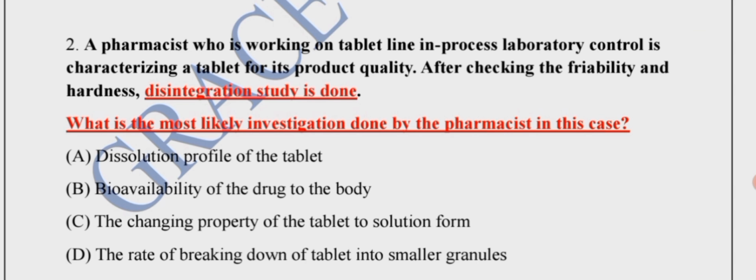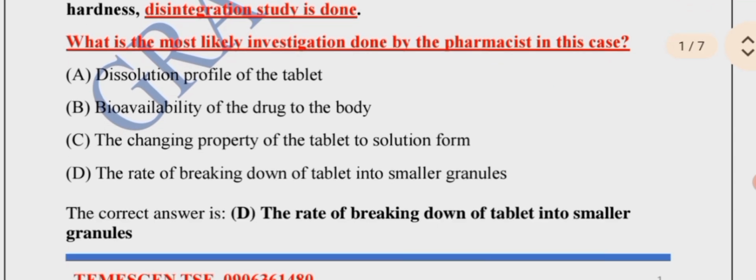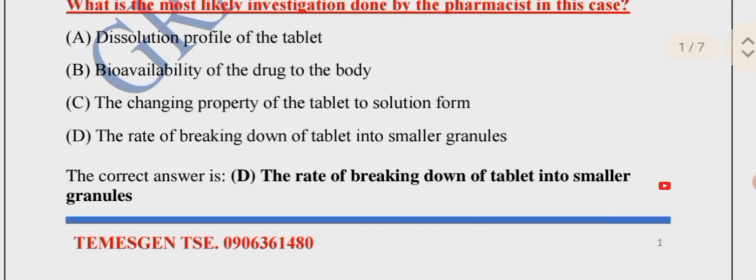ስለዚህ after checking the friability and the hardness, friabilityውን እና hardnessውን ቼክ ካረገ በኋላ disintegration study is done. What is the most likely investigation done by the pharmacist in this case? ምንም ጥያቄ የለውም። The correct answer is D አይደለም? The rate of breakdown of the tablet into smaller granules የሚለው ትክክለኛ መልሳችን ይሆናል ማለት ነው። The correct answer is D.